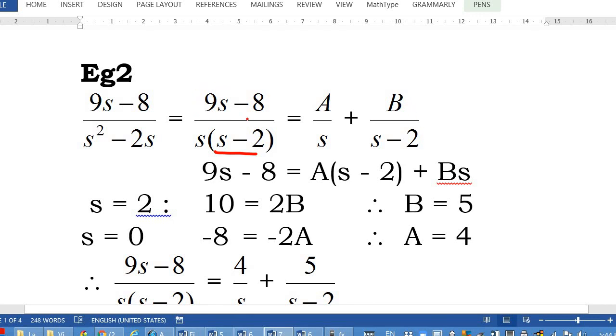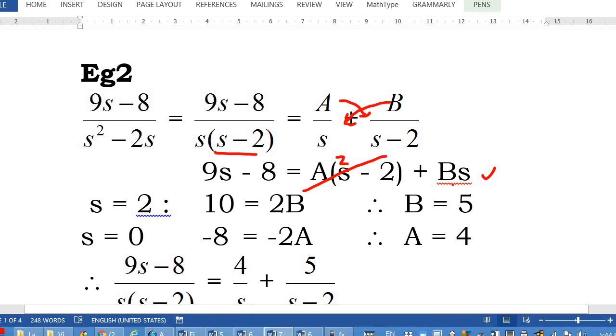And then we compare the numerators on both sides. So you have 9s − 8 equal to A times (s − 2) plus B times s, because the denominator will be cancelled out. Now, for the linear term s − 2, you substitute s by 2, so that this term 2 − 2 will be 0.